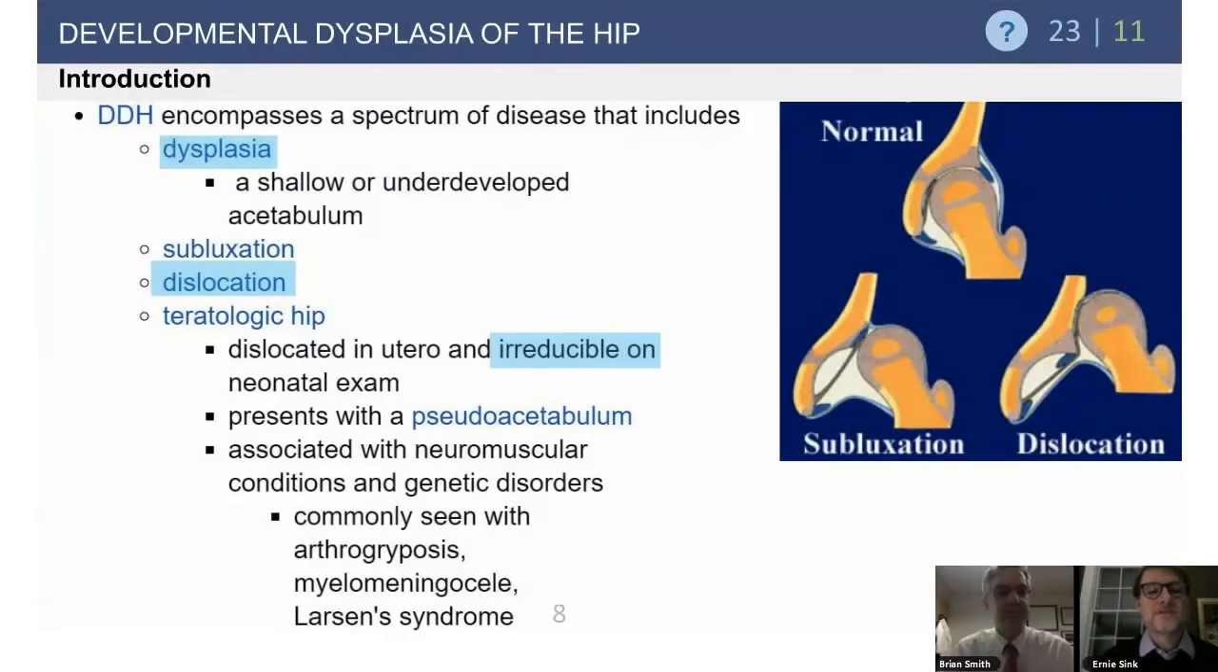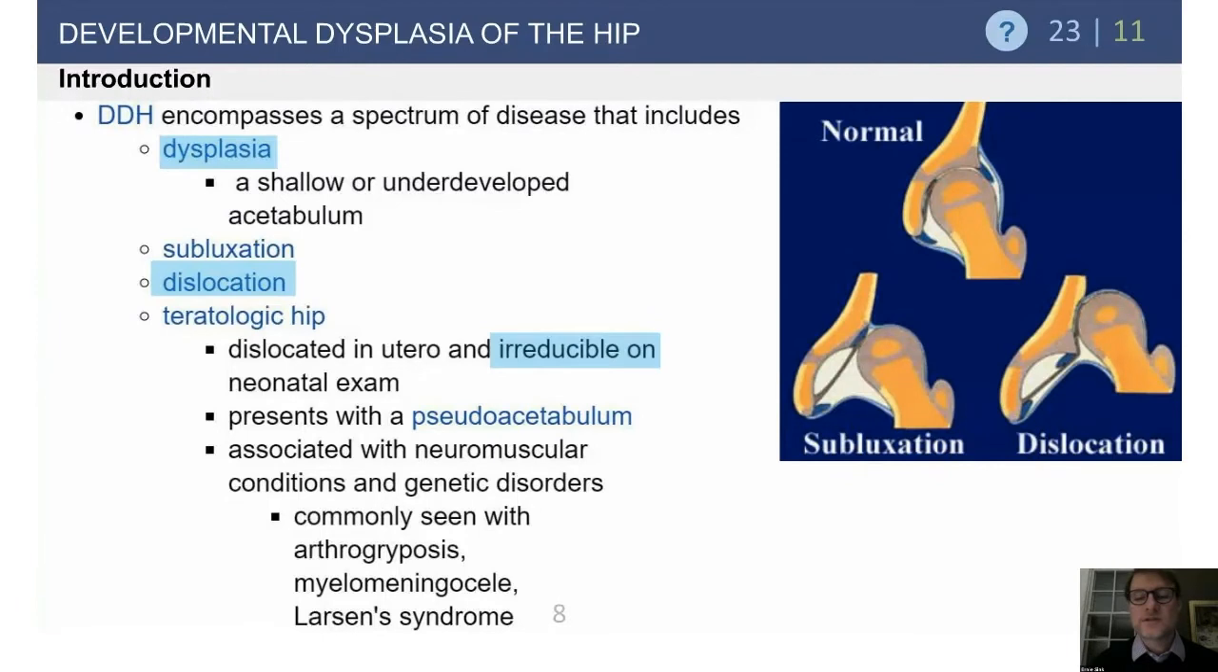So DDH, or developmental dysplasia of the hip, encompasses a spectrum of disease, anywhere from pediatric to childhood disease and dislocation to skeletally mature adults with mild hip dysplasia. Dysplasia in general means a shallow or underdeveloped acetabulum, and it could also be involved with subluxation of the hip or dislocation. These are more common in the pediatric disease.